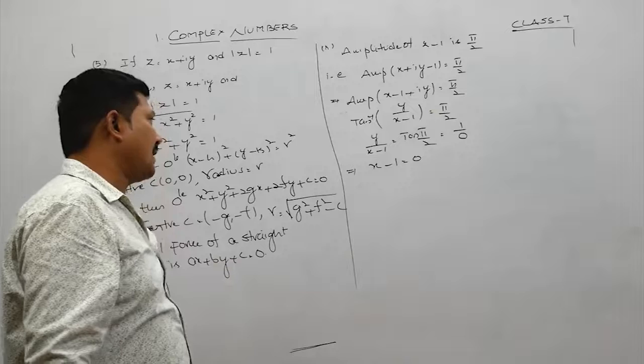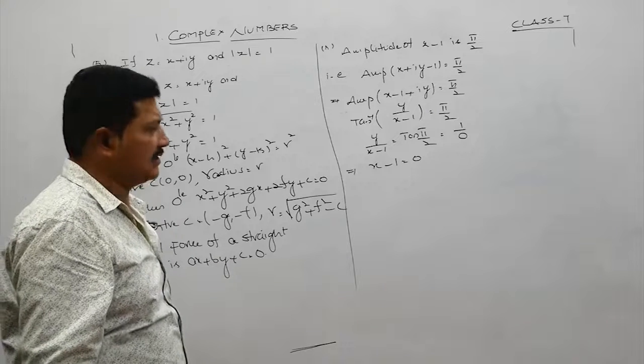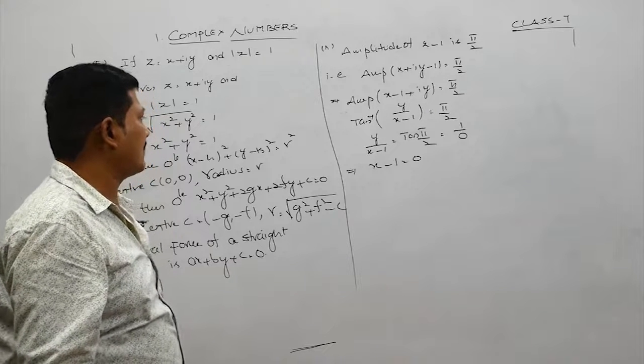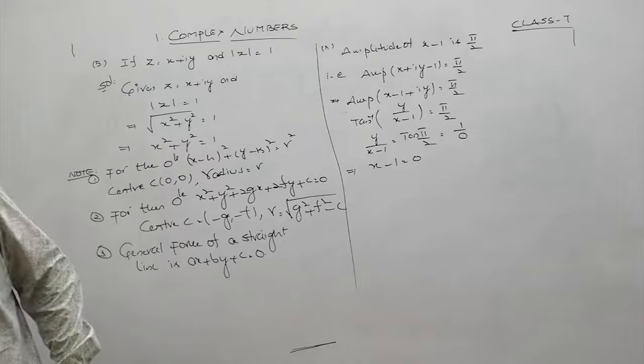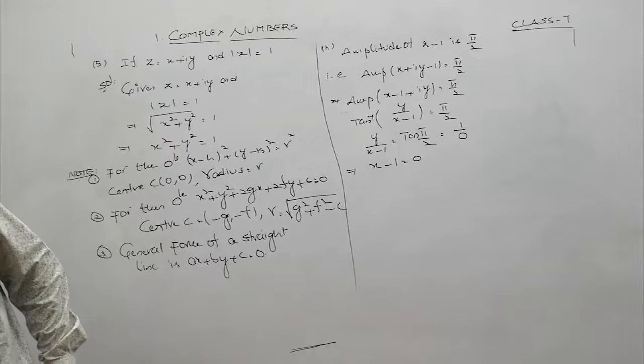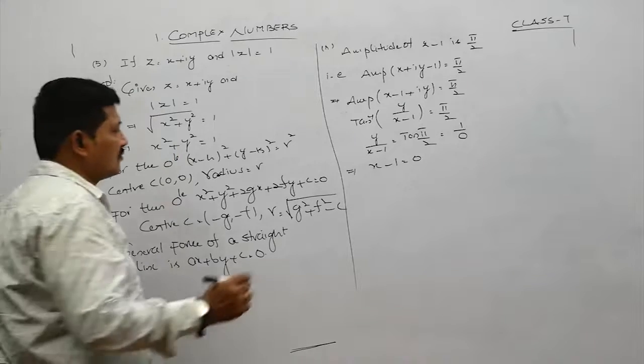This is the equation of a line parallel to the y-axis, x is equal to k. Equation of a line parallel to the y-axis. Next, question number 3.